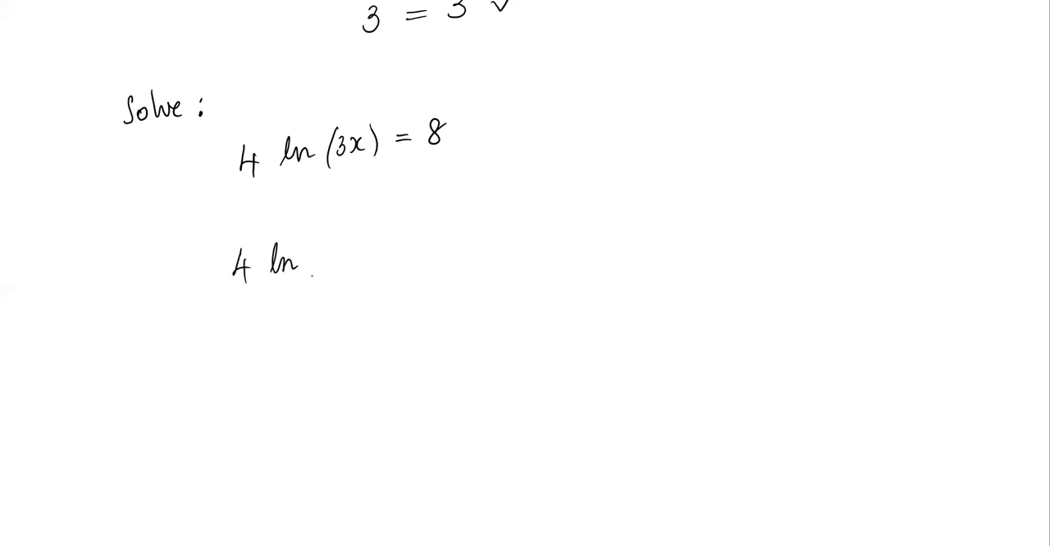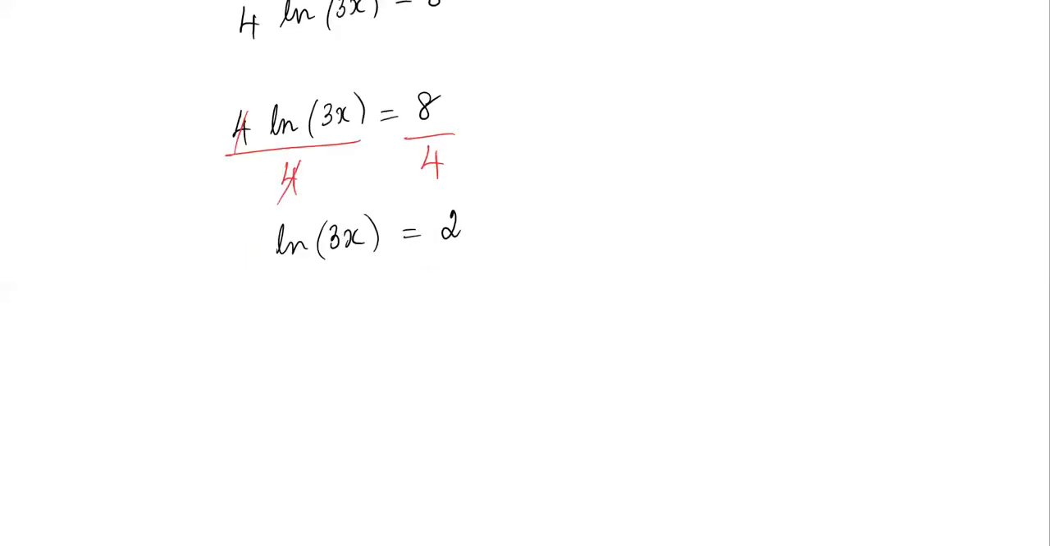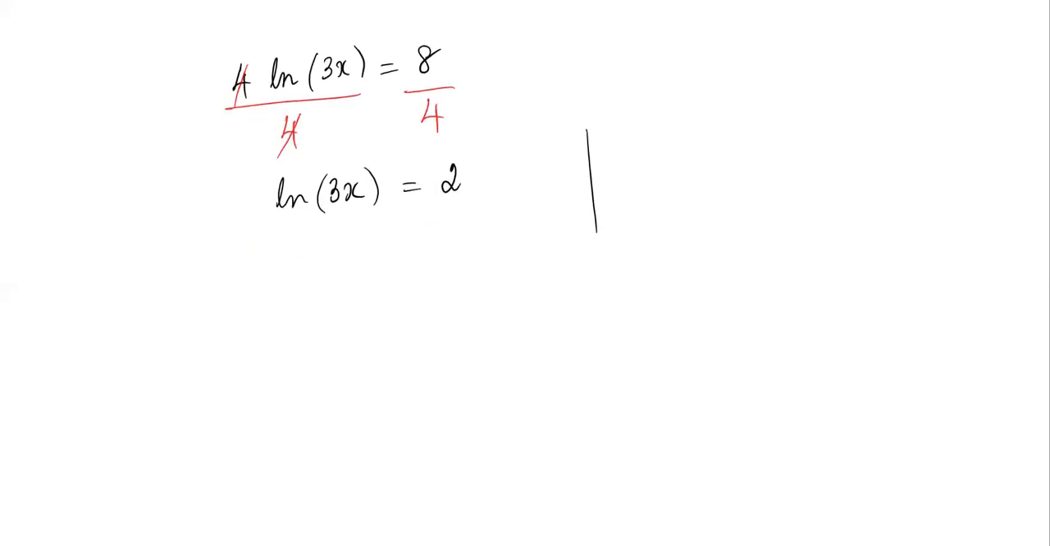So you have the 4 in front of the ln that needs to be taken care of. You can do that by dividing both sides by 4. ln 3x equals what? 8 over 4 is 2. And now you could use the conversion. Remember the conversion? This is for ln, right? So you have to remember the conversion for ln, which involves e. Okay? ln x equals y implies there was an e here, right? So e power y equals x. And let's use the conversion.